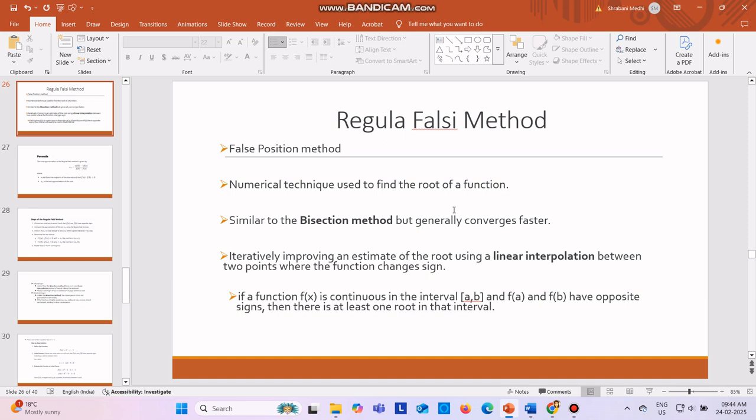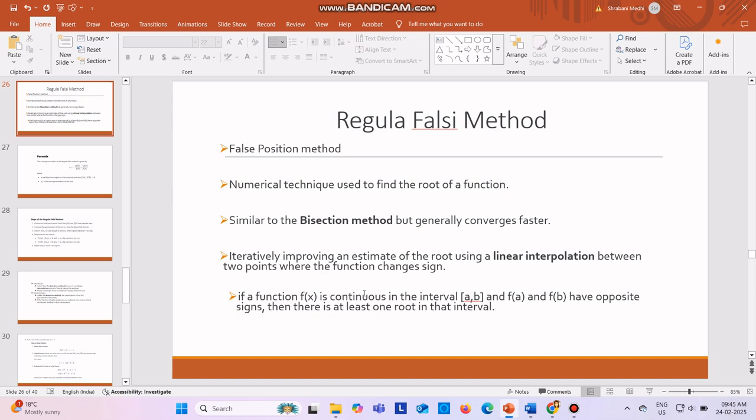The difference between bisection and Regula Falsi is that the Regula Falsi method converges faster. Converge means it gets to the optimal solution faster. Here it iteratively improves an estimation of the root by using a linear interpolation between 2 points where the function sign changes. In the bisection method we use the middle point. Here we are using linear interpolation.